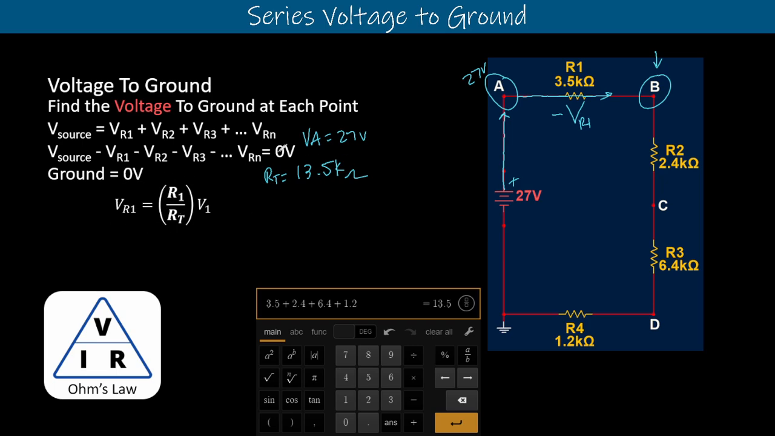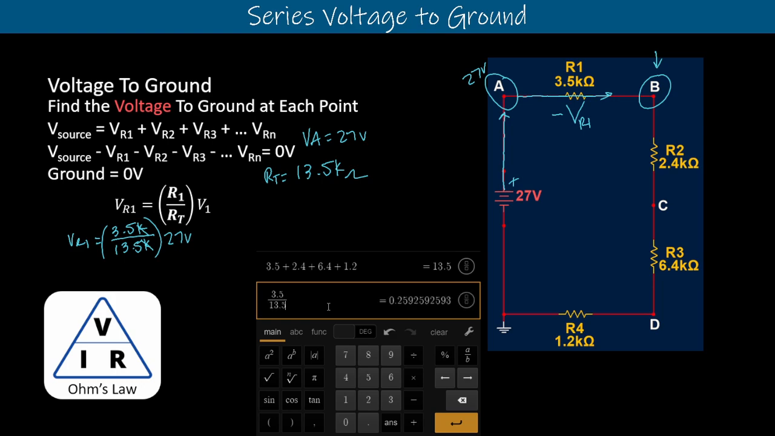We can use that to determine our voltage drop. We'll plug that straight in on the bottom. So we'll say that our VR1 is equal to our R1 value, 3.5 K ohms, divided by 13.5 K ohms. These two Ks are going to cancel each other out, so we can leave them off of this calculation. And then we multiply by our V1, which is the 27 volts. That's going to give us the voltage drop that R1 consumed. So we have 3.5 divided by 13.5, multiplied by our 27 volts. We're left with 7. So we expect VR1 to equal 7 volts. So it'll consume 7 volts.